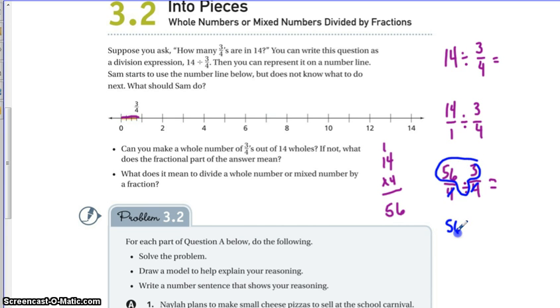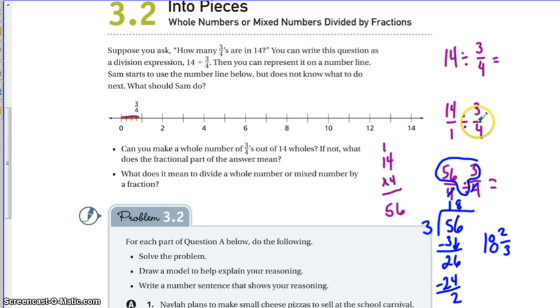So 56 divided by 3. 3 can go into the 5 one time. 1 times 3 is 3. We get a 2 left over. We come down with the 6. 3 can go into 26 8 times. And that would be 24. We subtract, we get a 2 left over. Now, our answer is 18. And then we have this 2 and this 3 over here, so that would be 18 and 2/3. So 14 divided by 3/4 is the same thing as 18 and 2/3.